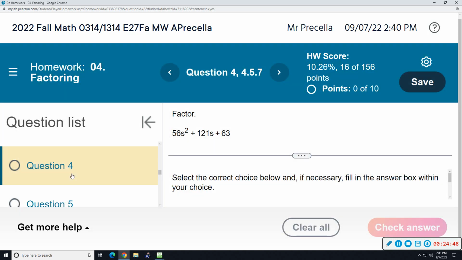Number 4. Ooh, okay. This one has bigger numbers. Let me write it down. 56s squared. I learned years ago that s's give trouble. S's always wind up looking like 5s. So we have 56s squared plus 121s, that's an s, it looks like a 5, plus 63.